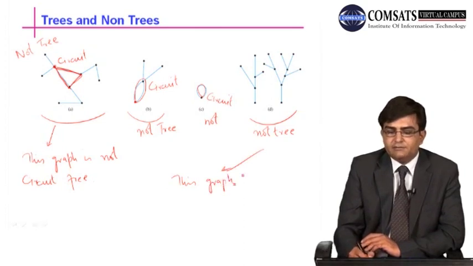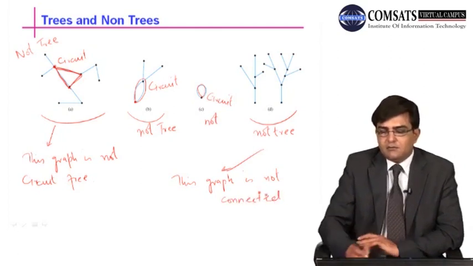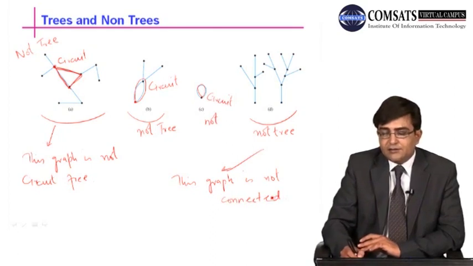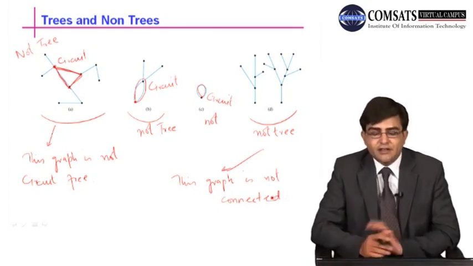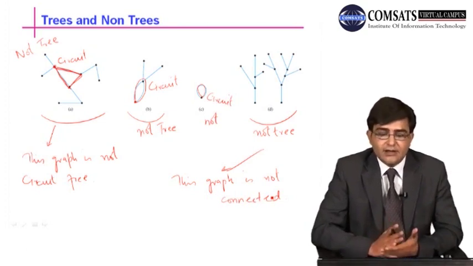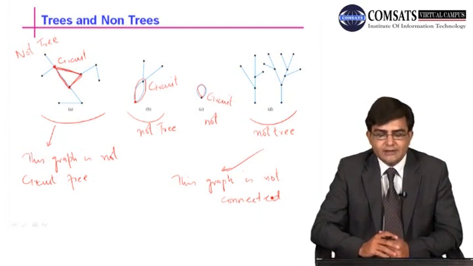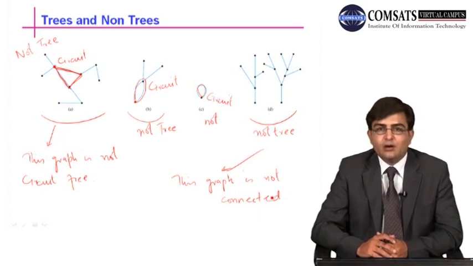This graph is not connected. By the definition, a tree is a graph which is circuit free and connected. That is called a tree. So we can check these two properties in a graph and decide whether it's a tree or not.